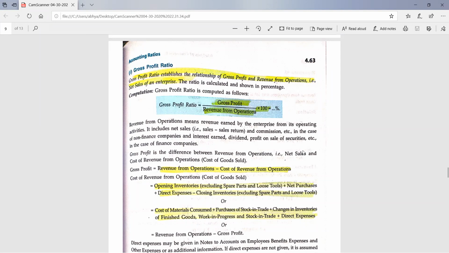So gross profit ratio, you all know what you mean by gross profit? RFO minus COGS is known as gross profit. COGS means opening stock plus net purchases plus direct expense minus closing stock. You all have prepared trading account in 11th class, and by preparing trading account we can easily find out the gross profit. So in a similar way we have to find out the gross profit here, but need not prepare the trading account. Just by using the formula we can find out the gross profit. So write down the ratio: gross profit upon RFO into 100.